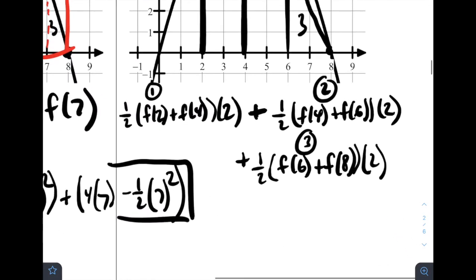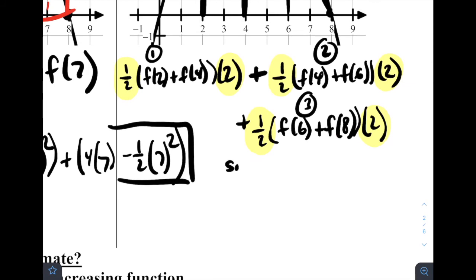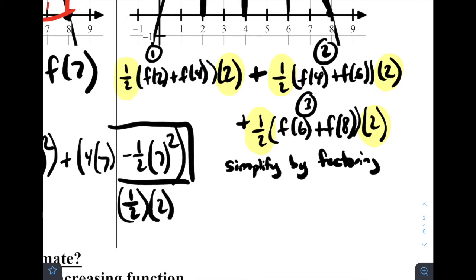But one thing that I would say that's sort of interesting is that once we've got this written out, we actually have 1/2s in each of these. And we have 2s, which is the width of our trapezoids here. So we could actually simplify this by factoring. So we can pull a 1/2 out. We pulled the 1/2 out. We pulled the 2 out.